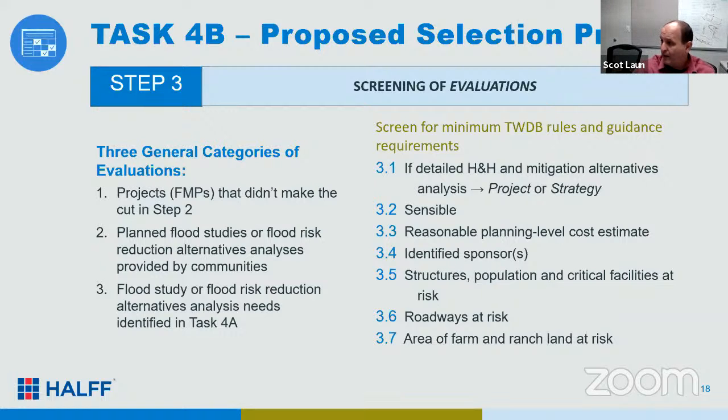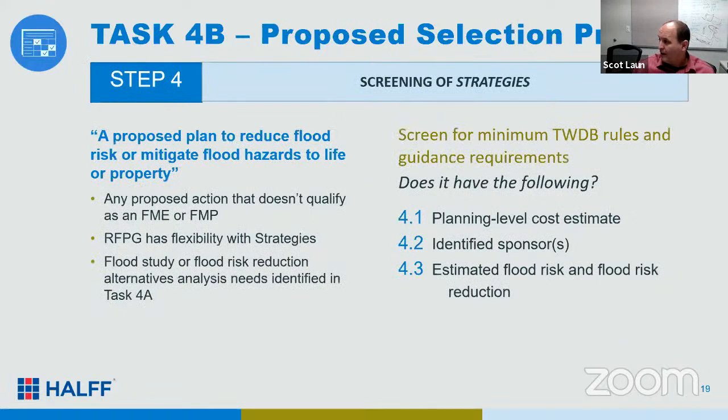So moving to the next process is the strategies, which is essentially any of these actions that we have that aren't identified as studies or projects. And these can include education or outreach strategies. They work well under this category. Buyouts can be included under this category. And again, when we start looking at the screening requirements, does it have a planning level cost estimate? Is there an identified sponsor, and does it show the estimated flood risk and reduction? And that will identify it as a strategy.